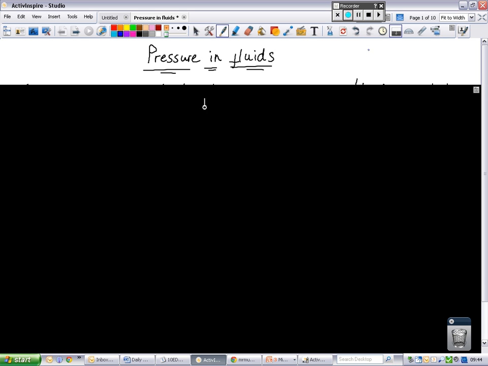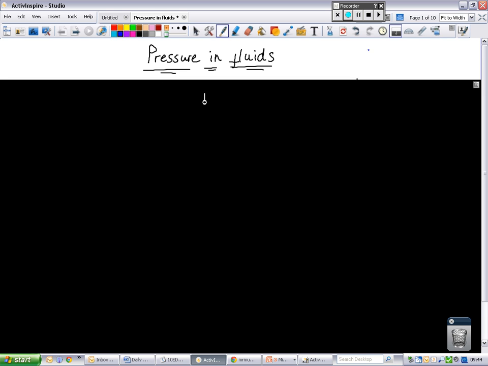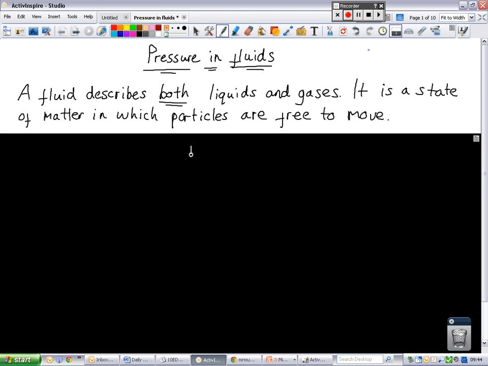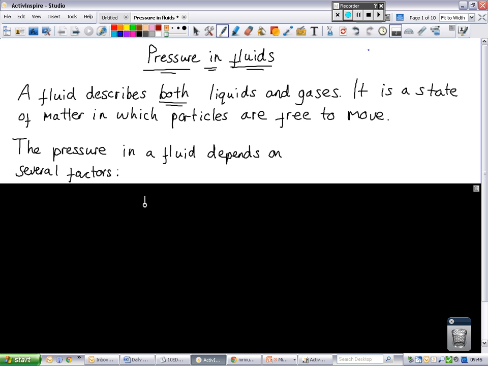So when we talk about pressure in fluids, what we mean is the pressure in both liquids and gases, because liquids and gases behave in the same way towards things like pressure and density. Although they are not the same thing, we know in terms of how the particles are spaced in liquids and gases that they are different, but for the purposes of our studies into pressure in fluids, we just call them fluids because the particles in those are free to move.